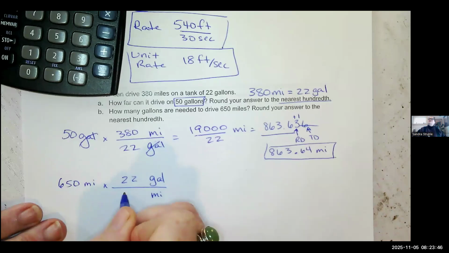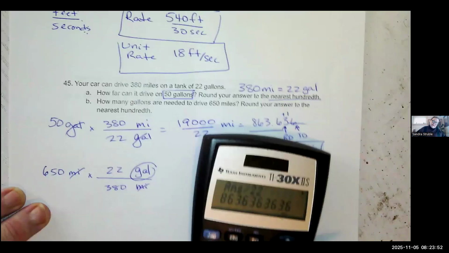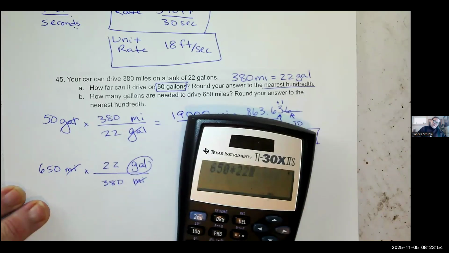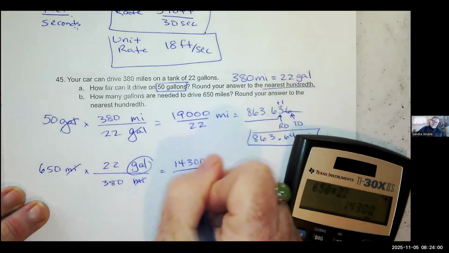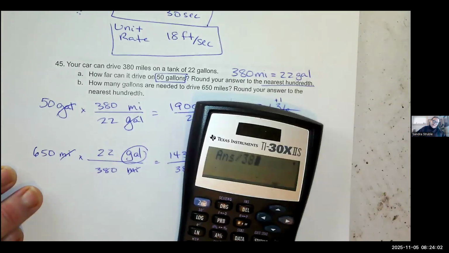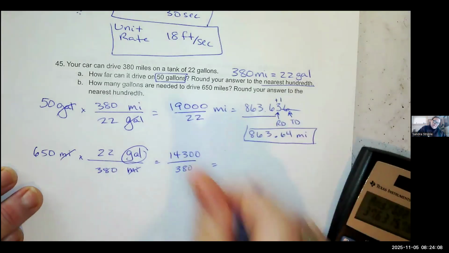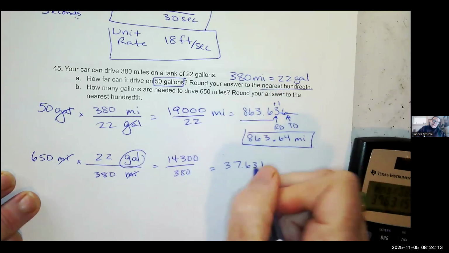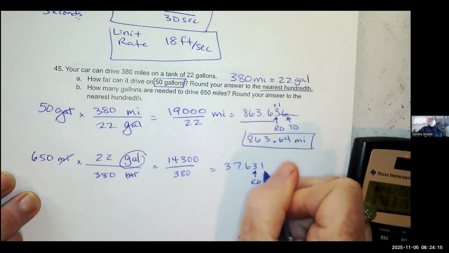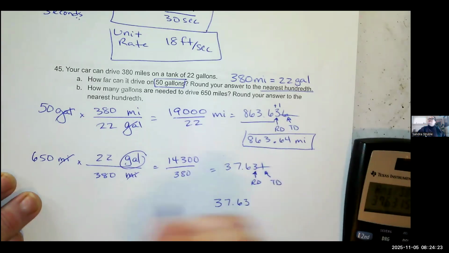Multiplying straight across, miles are gone. 650 times 22 is 14,300. Divide that by 380 is 37.631. Again, rounding to the hundredth. There's my rounding digit. 1 is my test digit. Because 1 is less than 5, it just goes away and nothing happens to my rounding digit. So 37.63 is the number of gallons you'll use to go 650 miles.